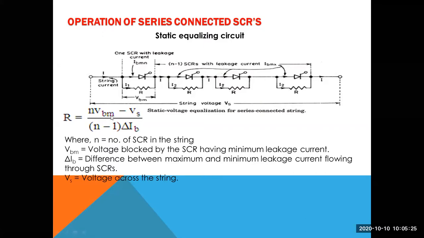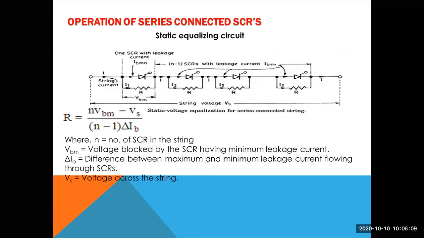So what are the parameters here? (N VBM minus VS) by (N minus 1) into delta IB. N is the number of SCRs in the string. VBM is the voltage blocked by the SCR having minimum leakage current. Read the sentence clearly: voltage blocked by the SCR having minimum leakage current. Because for calculating the optimum R value, we assume that the first SCR has a minimum leakage current and the remaining N-1 SCRs have the same maximum leakage current. That is our assumption.